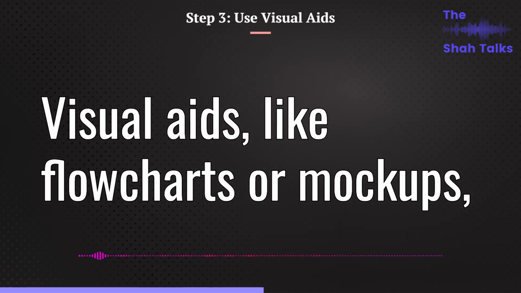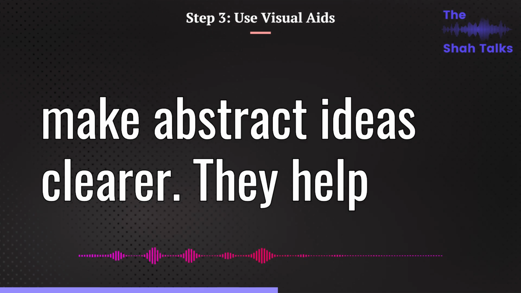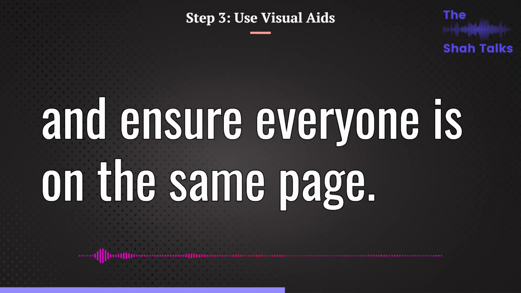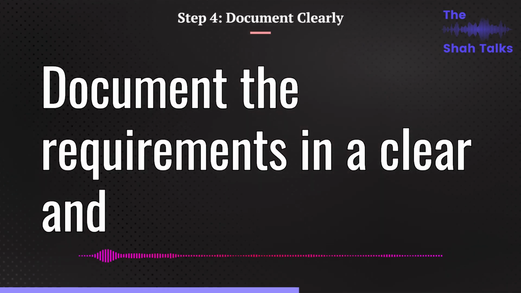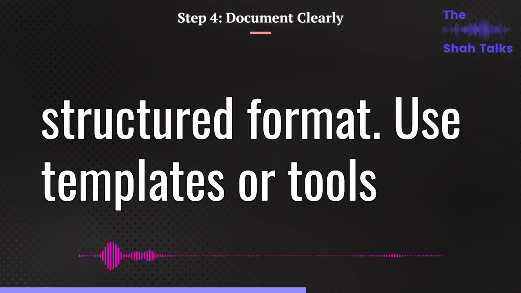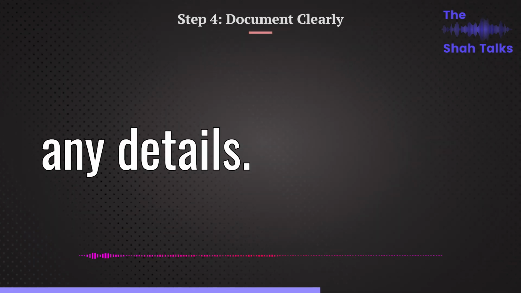Visual aids, like flowcharts or mock-ups, make abstract ideas clearer. They help stakeholders understand the requirements and ensure everyone is on the same page. Document the requirements in a clear and structured format. Use templates or tools to maintain consistency and avoid missing any details.